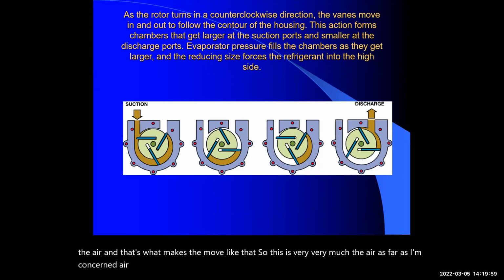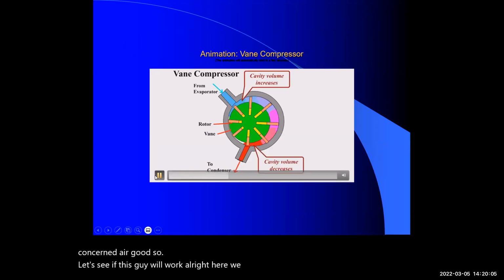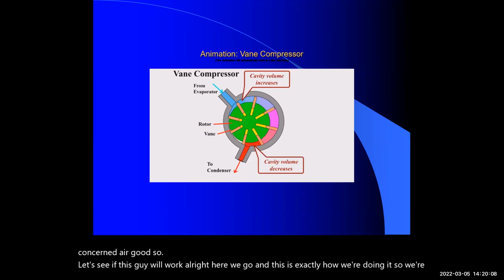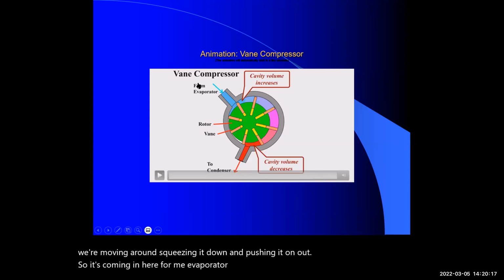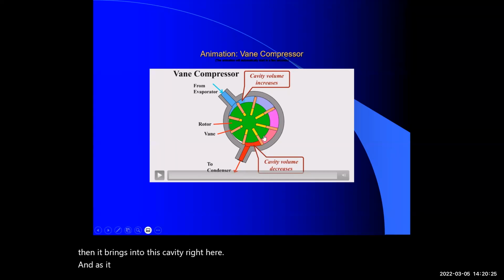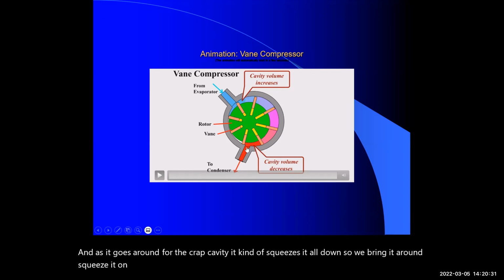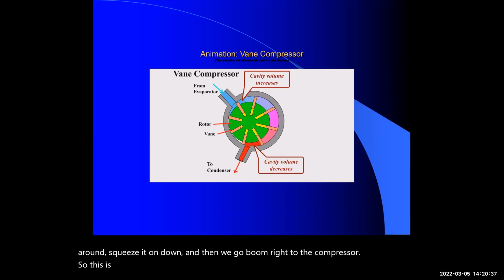So let's see if this guy will work. Oh, here we go. And this is exactly how we're doing it. So we're moving it around, squeezing it down, and pushing it on out. So it's coming in here from the evaporator. So remember the cycle, how it goes across. And then it brings it into this cavity right here. And as it goes around the cavity, it kind of squeezes it on down. So we bring it around, squeeze it on down, and then we go, boom, right to the compressor. Okay. So this is another style of compressor, the vane type compressor.